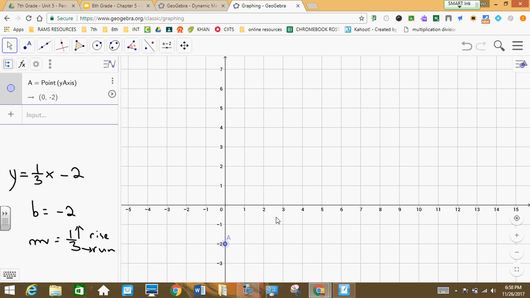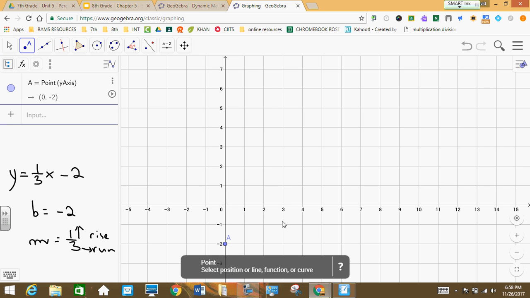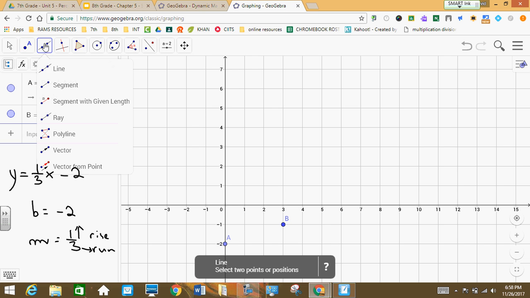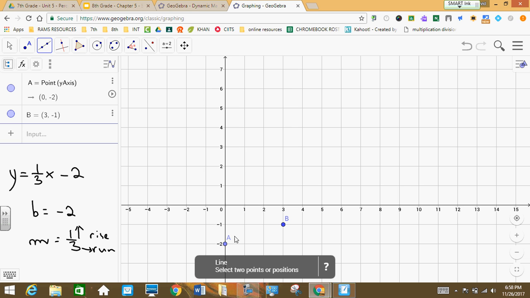So let me just make a mark right there. Well, it helps if I actually choose the right option, choose the point. There we go. So we went up 1 and to the right 3 spots.